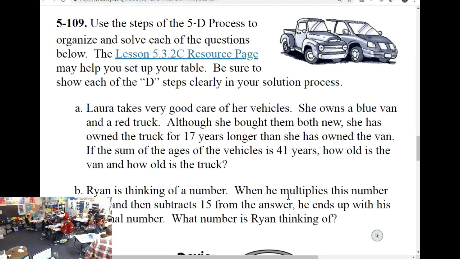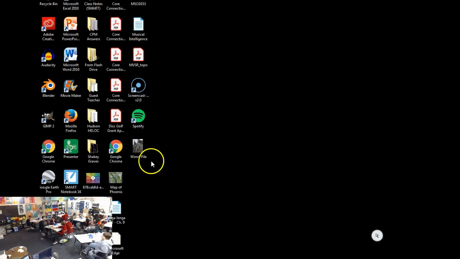If you choose to use the 5D process, I already have it set up here for you. The back of it is open 5D processes, nothing labeled. But here the columns are already labeled van and truck, and then Ryan's number and whatever else. So set this up however you want. You could use equations to solve this, but the 5D probably would be easier at this point.